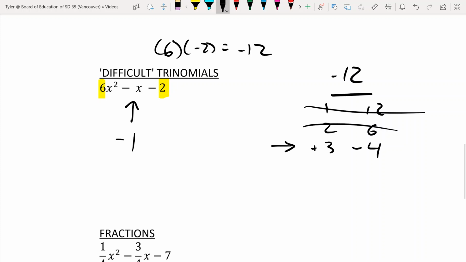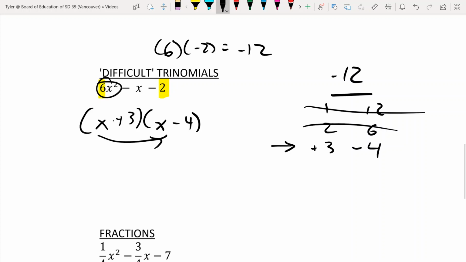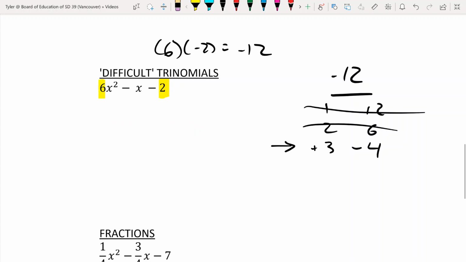So it's going to be +3 and -4. What we are not going to do is what we did last time, simply sub the numbers in. The reason this doesn't work is because if I did x times x, it doesn't give me the 6x squared I need. We're actually going to do a middle step.